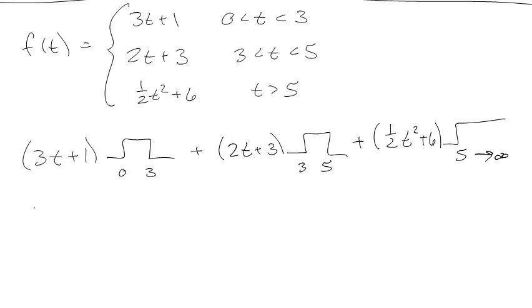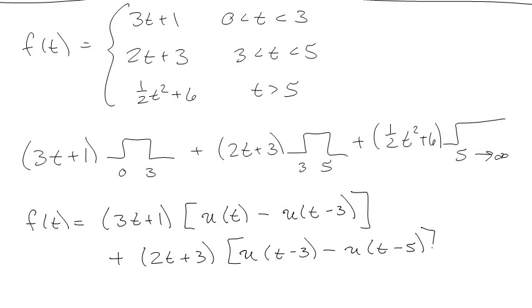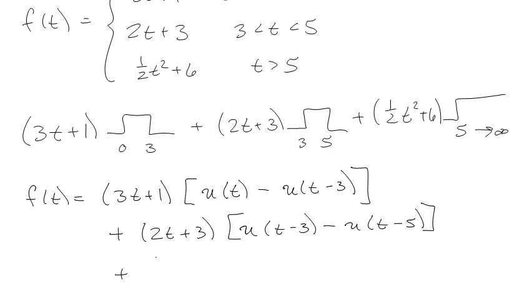All right, so that means that our function at t is going to be equal to 3t plus 1 times the unit step starting at 0, and then I'm going to subtract it off at 3. And then plus 2t plus 3 times the unit step starting at 3 and ending at 5. And then finally, 1/2 t squared plus 6 times the unit step starting at t equals 5. Okay, so hopefully that makes sense the top hat way.